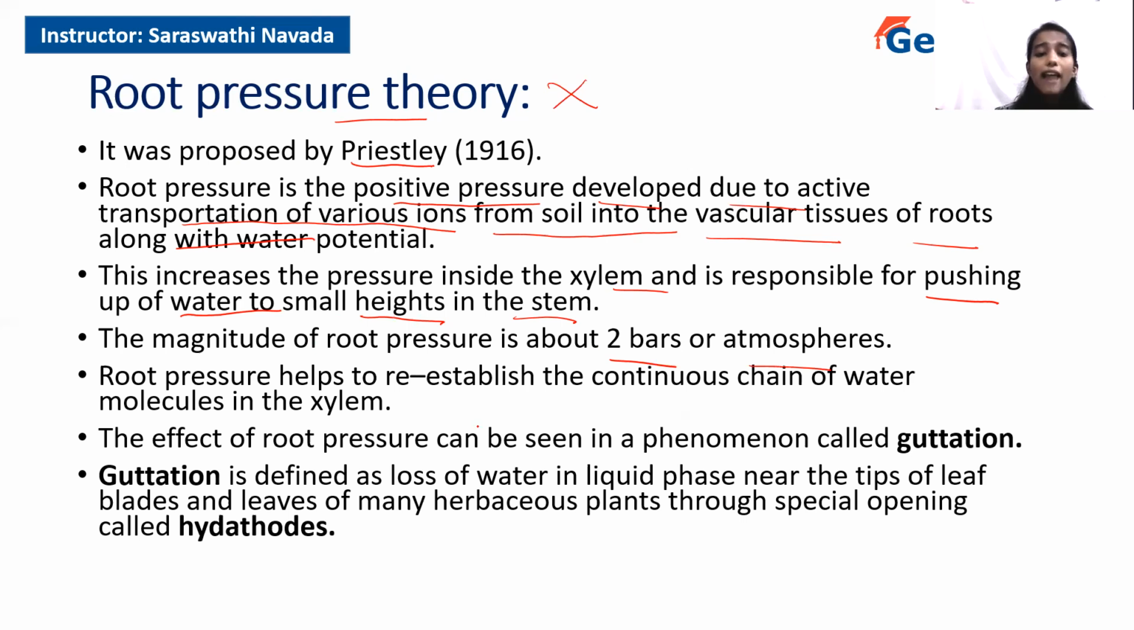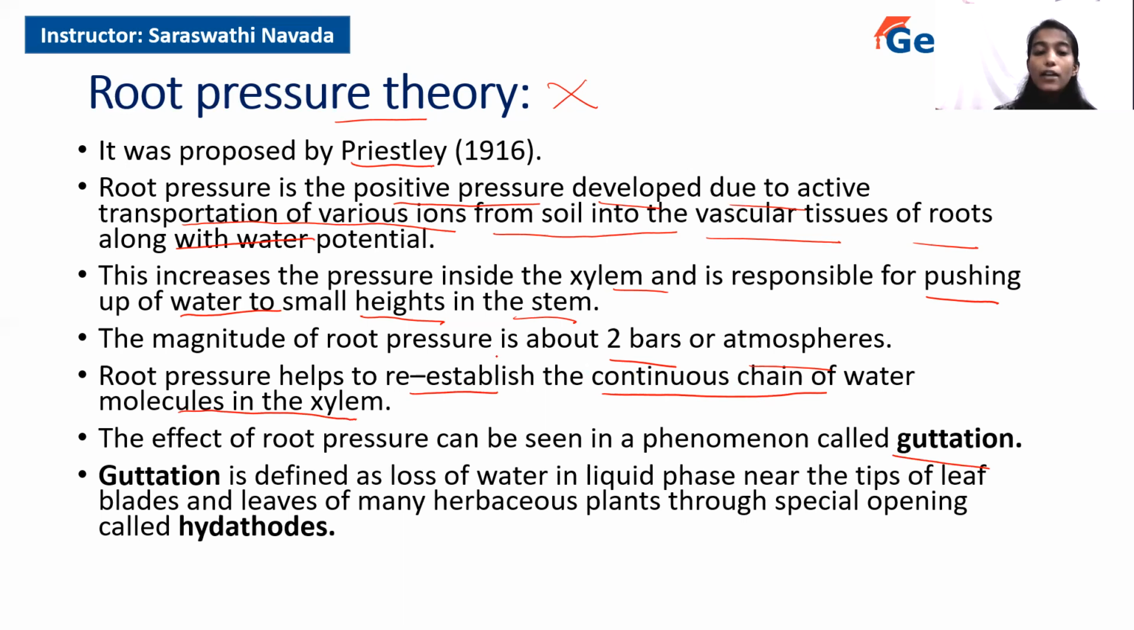But where exactly can we see this root pressure? This root pressure can be significantly seen in the phenomenon called guttation, which is seen in grass blades as well as herbaceous plants. Similarly, even though root pressure may not be helpful in significant ascent of sap, it is important to re-establish the continuous chain of water molecules in the xylem. If this continuous chain of water molecules is formed, only then will the transportation of water be continuous in the plant from root to shoot.